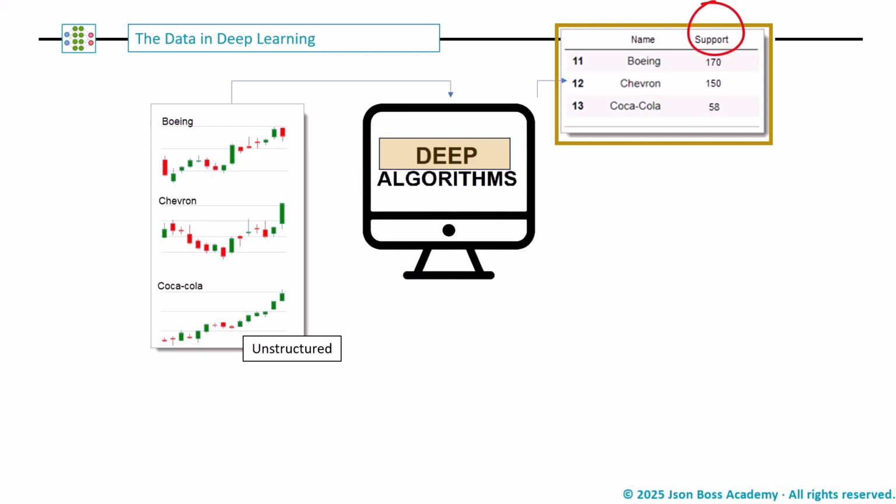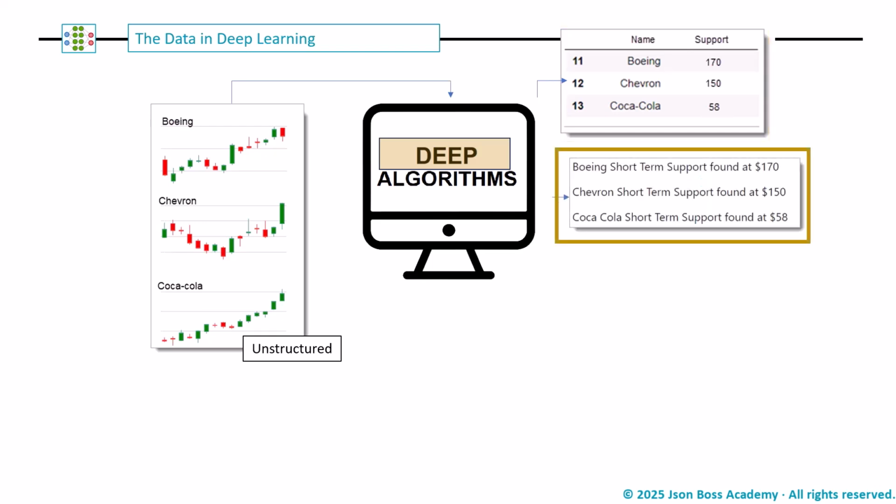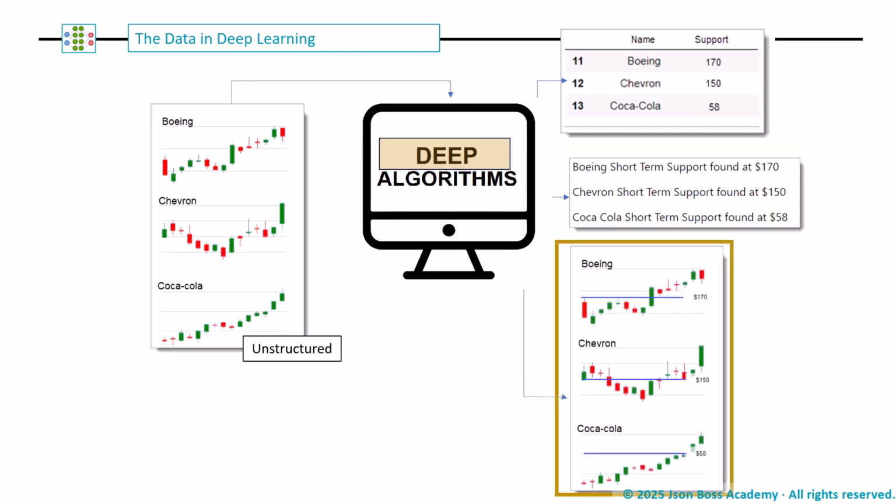Even though the input consists of images, the output can be presented in a tabular format, as we see with support levels for Boeing, Chevron, and Coca-Cola. But we can also get the output as text, annotations, or even rich text. We can get it as sounds or directly plotted in the chart.